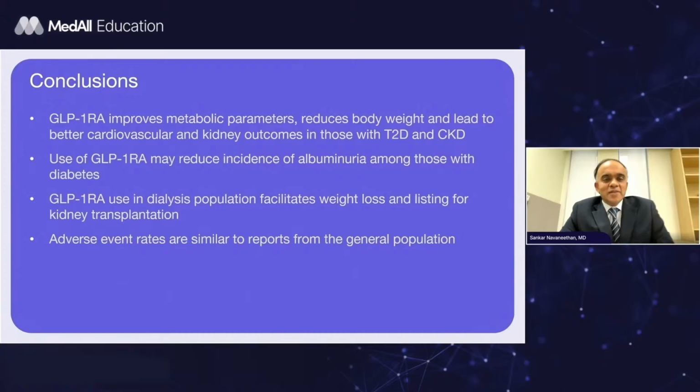So in conclusion, I have shown you data that GLP-1 receptor agonist improves metabolic parameters. It reduces body weight and obviously leads to better cardiovascular and kidney outcomes in those with type 2 diabetes and kidney disease. Use of GLP-1 RA may reduce the incidence of albuminuria among those with diabetes and no pre-existing kidney disease. GLP-1 RA use in the dialysis population may facilitate weight loss and listing for kidney transplant. The adverse event rates reported in these trials are fairly comparable to reports from the general population.